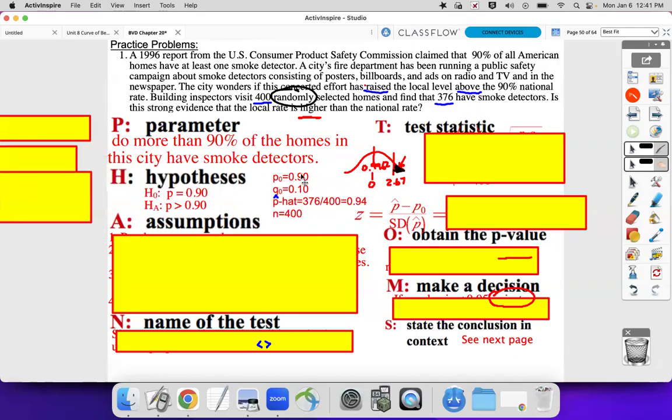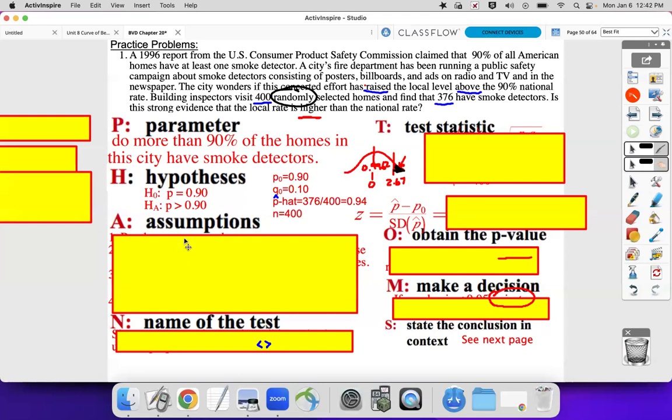So your p naught is going to be 0.9 when we use our calculations, and your q naught will have to be 0.1. Your p hat is your actual sample value. We got 376 out of 400, so that's 0.94. I know there's a bunch of p's in this, but it's important you know which one is the null hypothesis and which one is the actual sample. And of course, our n, our sample size, is 400.